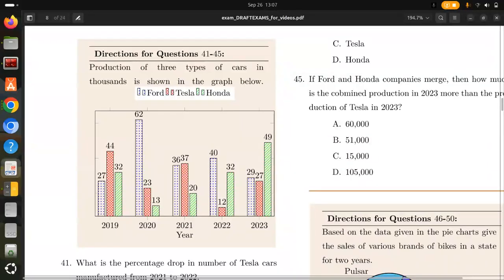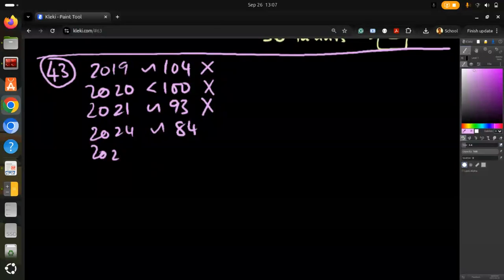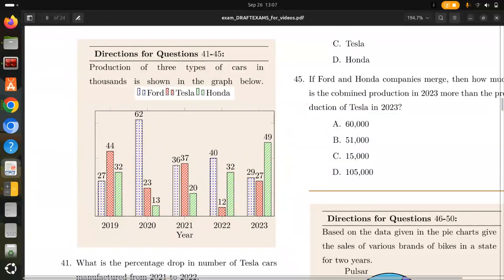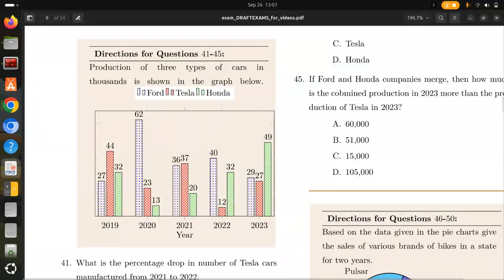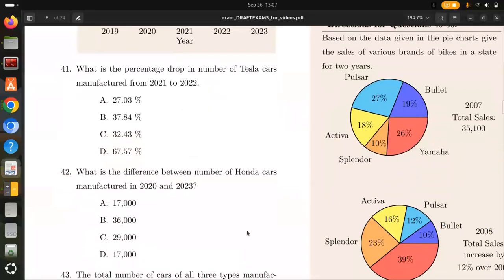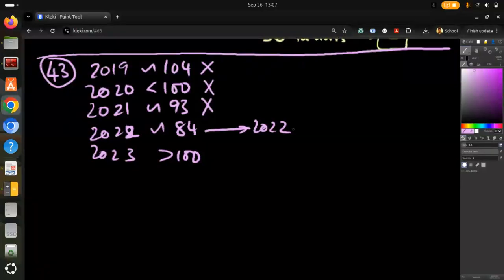And finally in 23, looks like it is more, because this is almost 50, 80, so close to 100 or above 100. So this is 22, and 23 is more than 100, because 29 plus 27 plus 40 is anyway more than 100 approximately. I'm calculating. So therefore the answer is 2022, which is the least production. Visually we can see. So therefore for the 43rd one, the answer is A.